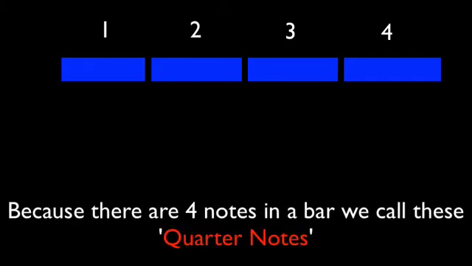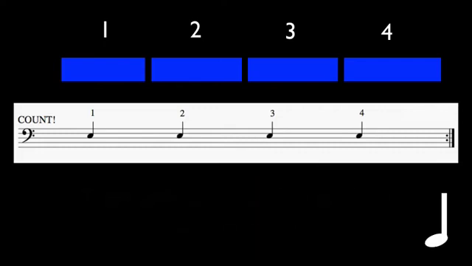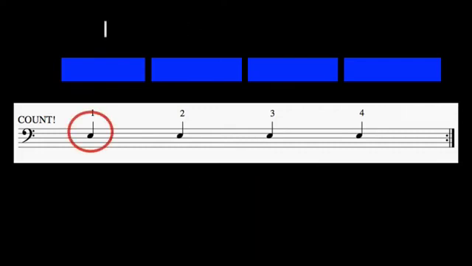Now let's return to the first example. Because there are 4 notes in a bar, we call these quarter notes. The symbol for a quarter note or a crotchet looks like this. There are 4 crotchet symbols on the stave. 1, 2, 3, and 4.